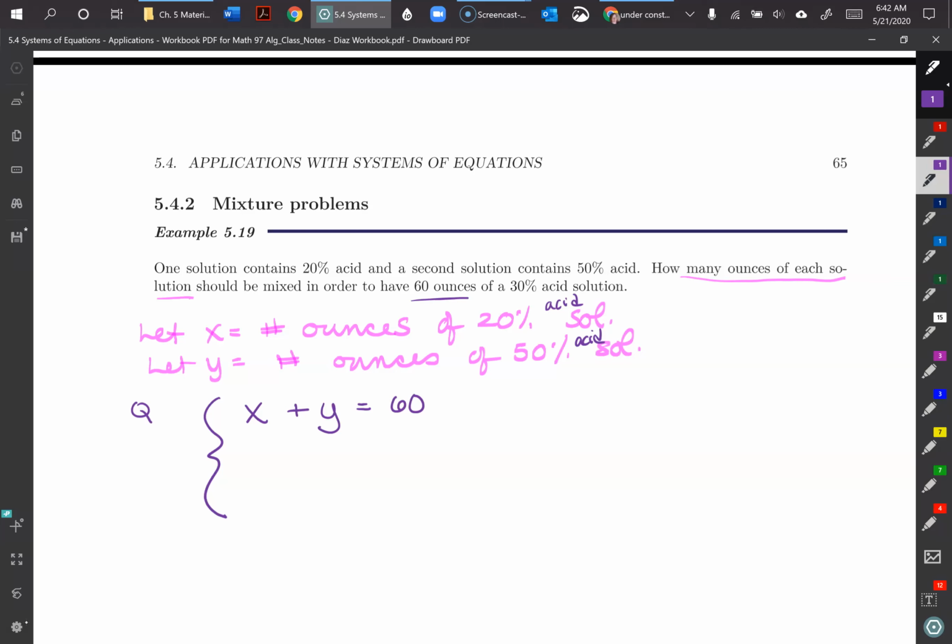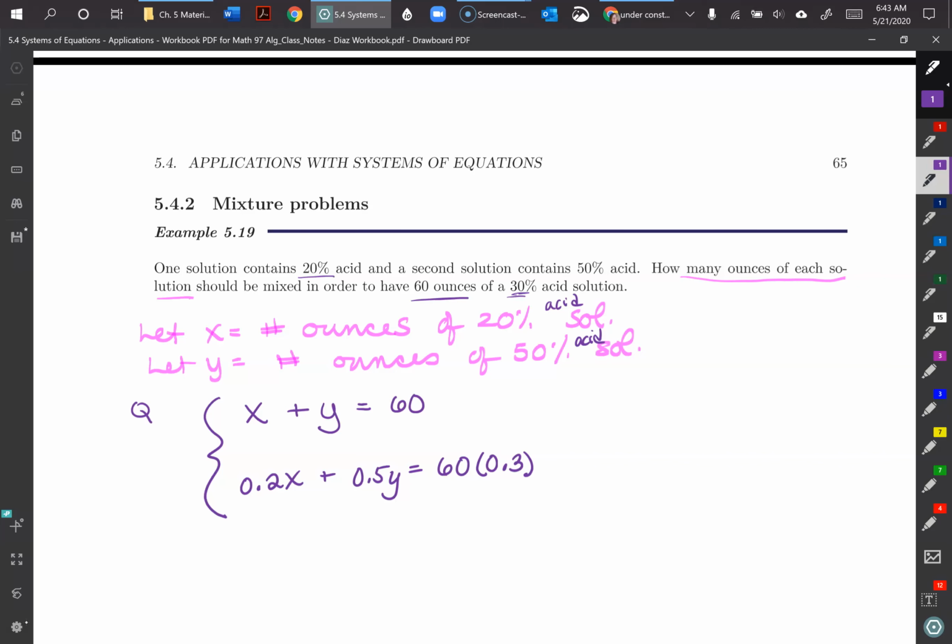Now we're going to do our kind of value, so to speak, our actual, when they're mixed together, what they're going to look like. So we have 20%, so 0.2x plus the 50%, 0.5y equals our total times 0.3. Don't forget to do that. That's really important because that's the total times what we want to have, which is the 0.3, 30%.